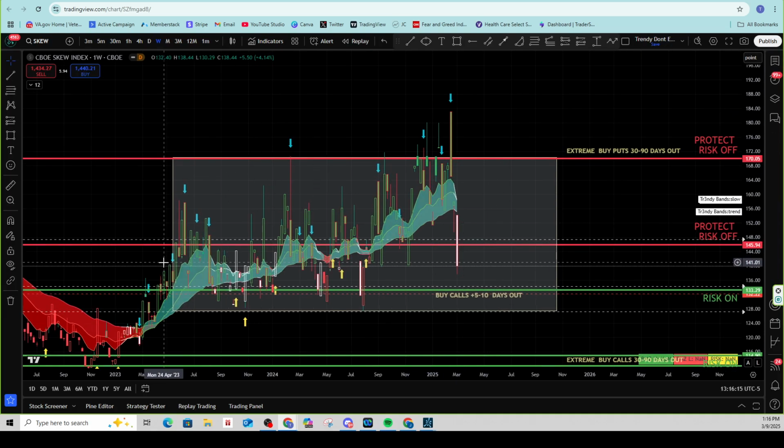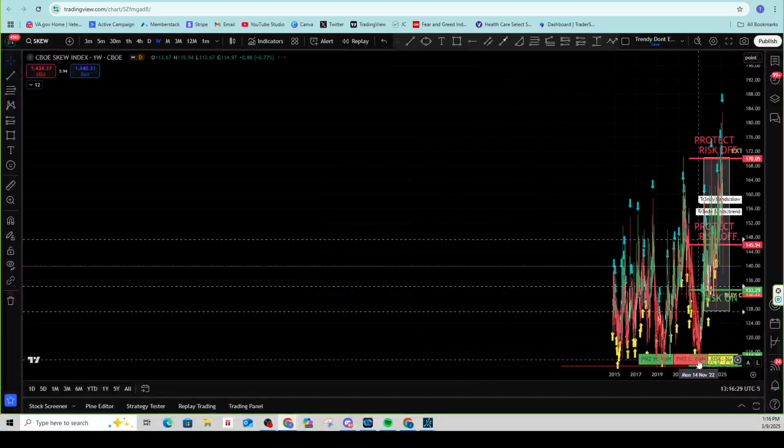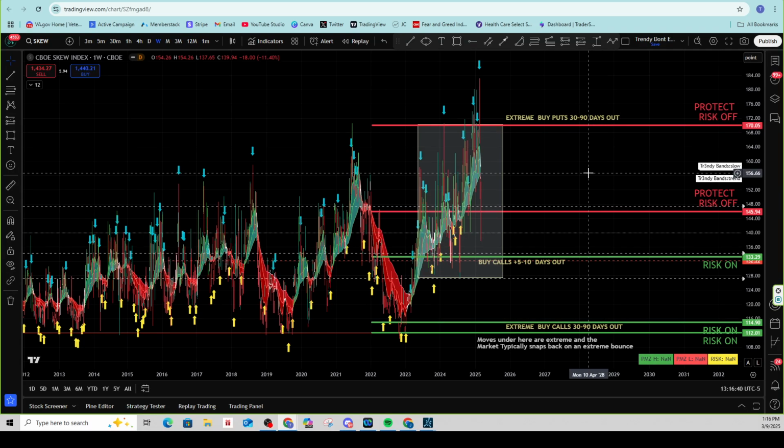So when the skew is this high, basically what you're seeing is a lot of optimism, a lot of bullishness. Things are really basically greedy. And when they get this high, historically, it's time to get short. And that's why we keep the same notes on here. Extreme: buy puts 30 to 90 days out. It's not about if, it's when. And then the idea is to cash out on some of your puts, right?